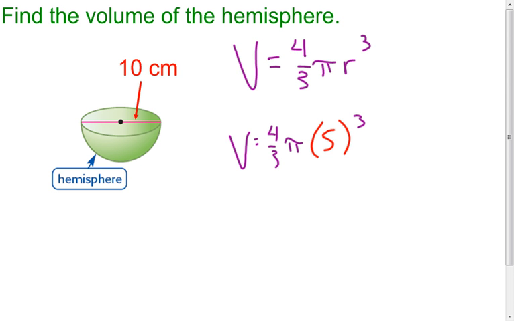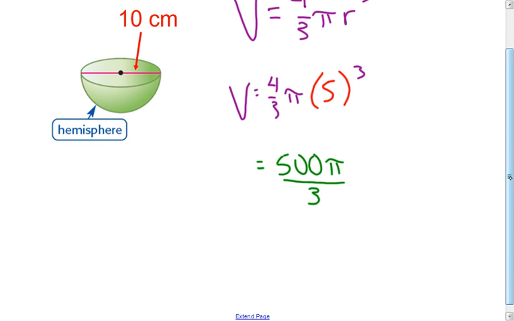What I'm going to do to start is look at the exact value. So my volume would equal 500 pi over 3. What I did is I took that 5 and cubed it. That's 125. 125 times 4 puts you at the 500, and then divided by 3. Don't forget to multiply by pi. So there's the exact volume of a sphere with a radius of 5.